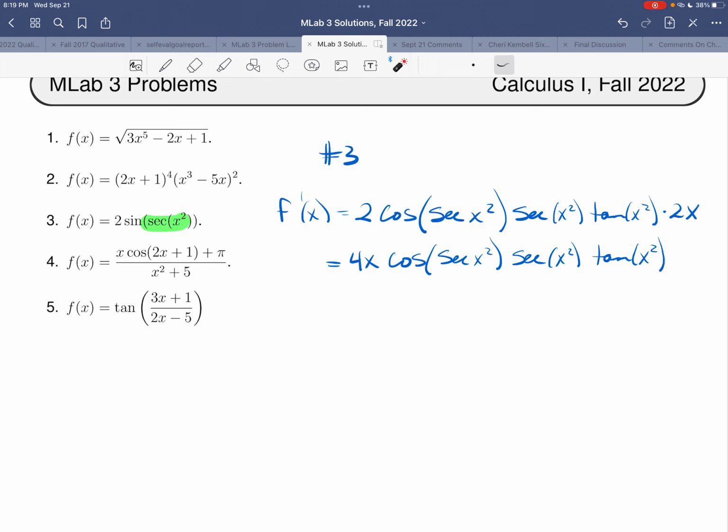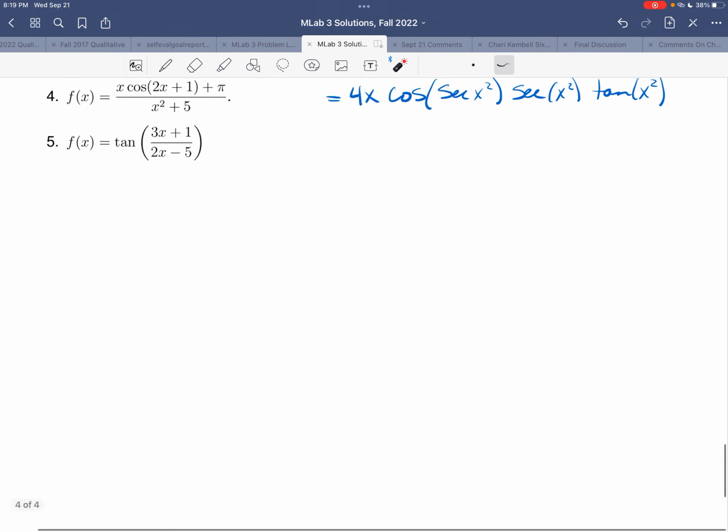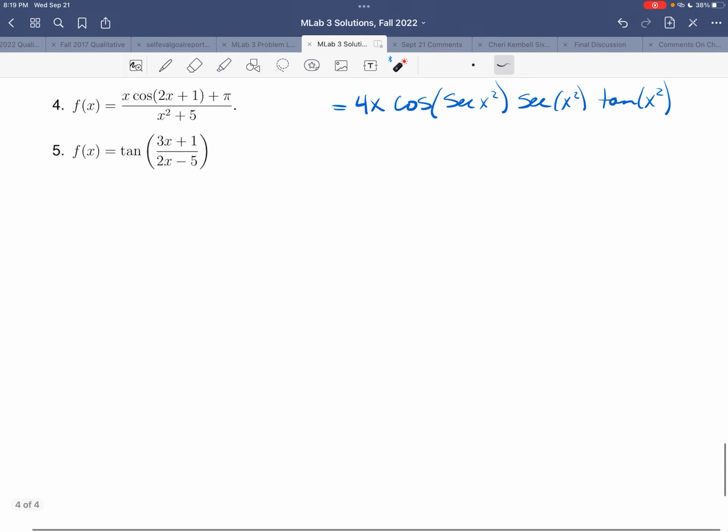And just to be clear here, you can't combine these. This one is inside cosine, so it's sort of stuck. All right, that's number 3. Number 4. Number 4 was the one that everyone just seemed to absolutely love. I'm going to give a special color to 4 because it was so popular.